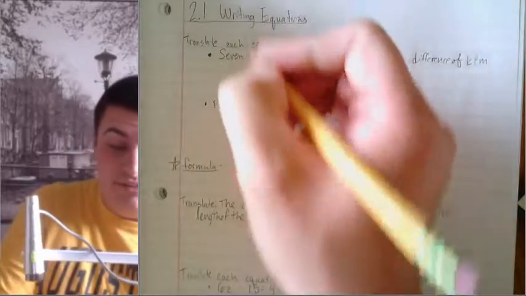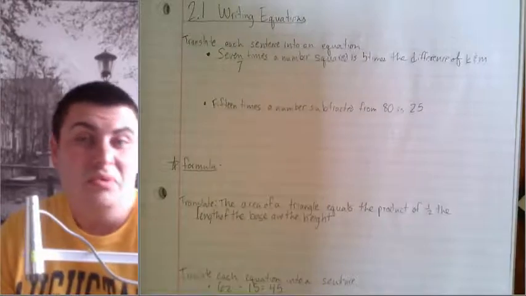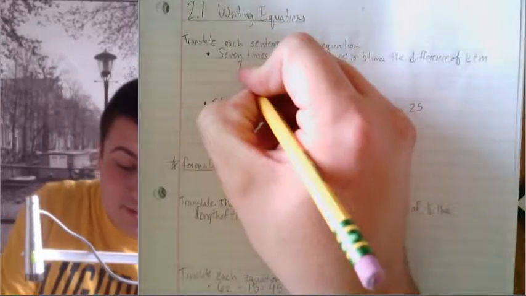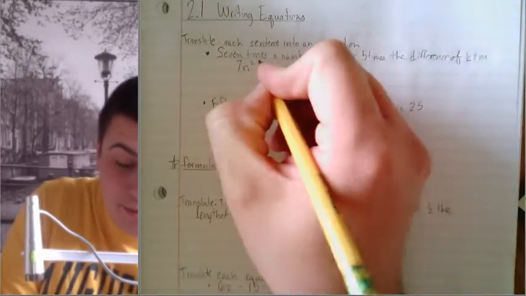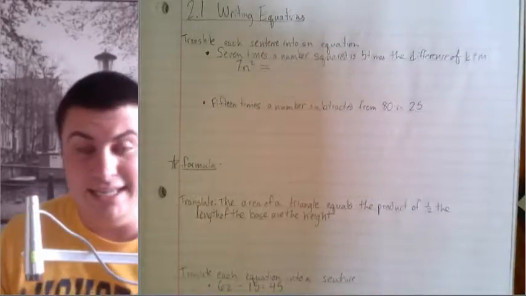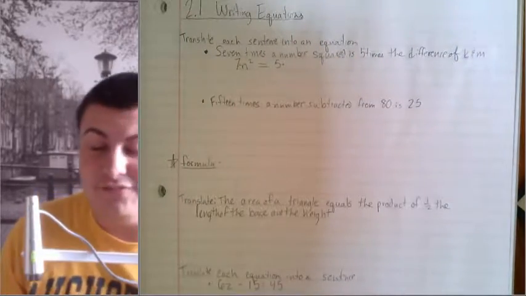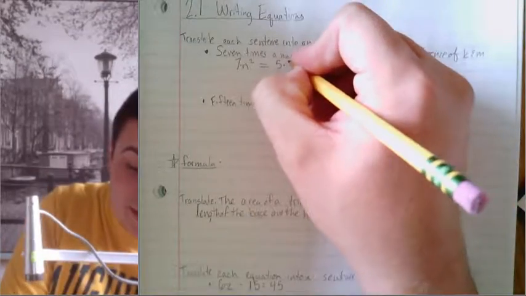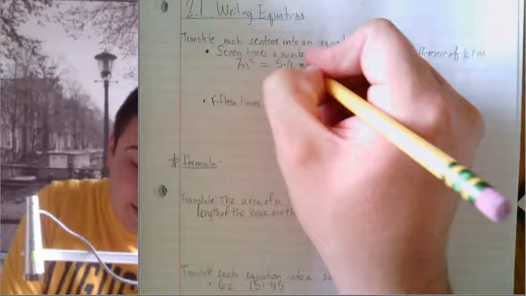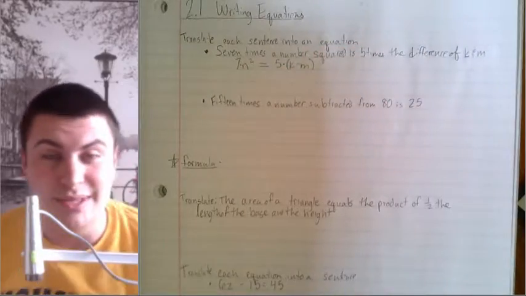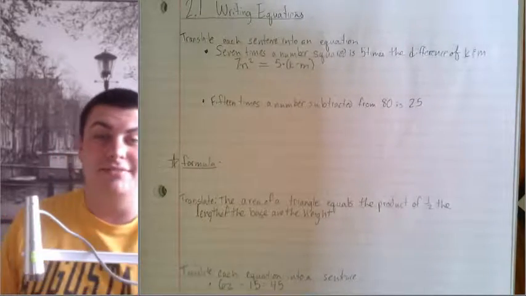So let's see, we start with the product, 7 times a number squared. We'll call that number n for now, so 7 times a number squared, then "is" is going to be our symbol for an equal sign, is 5 times the difference of k and m. That's going to be subtraction, and since it's 5 times the difference, we're going to have to group k minus m together. So we have 7 times n squared equals 5 times the group k minus m.